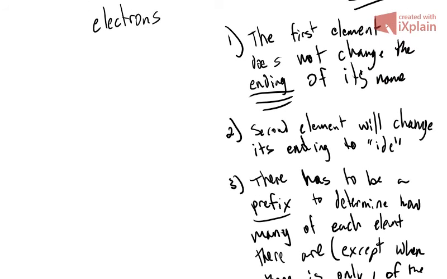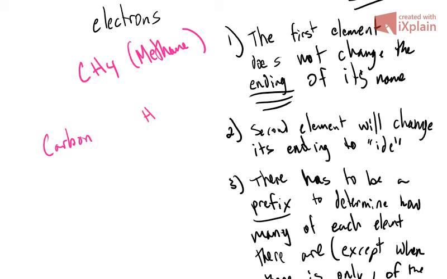So let's do an example. Let's do CH4. Okay, this has a different name. It's called methane, but it's correct terminology for its name. We can go through. The first element does not change its name. That's rule number 1. So it is going to be carbon. The second element will change its ending to "-ide". That means hydrogen will be hydride.